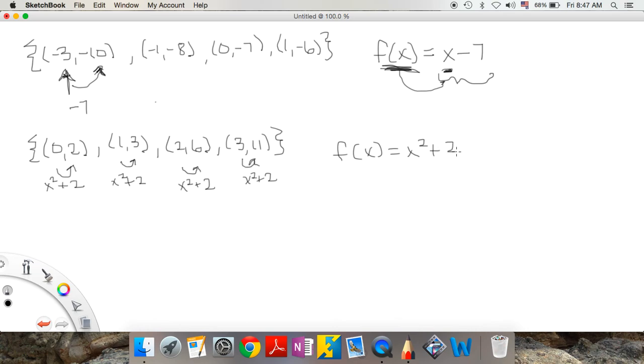So you just have to kind of think through what are the different ways I can go about getting from the first variable to the second one, and that'll give you your function notation.